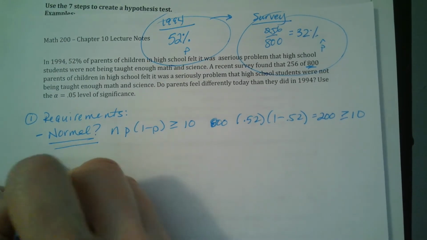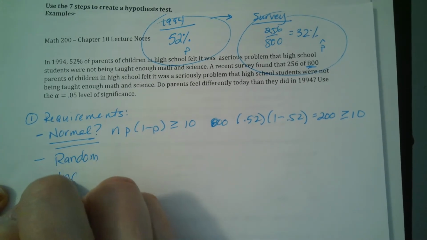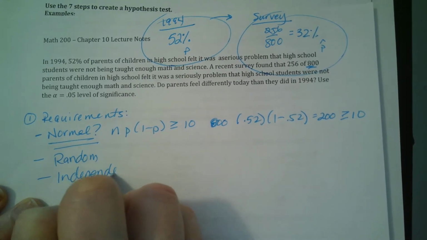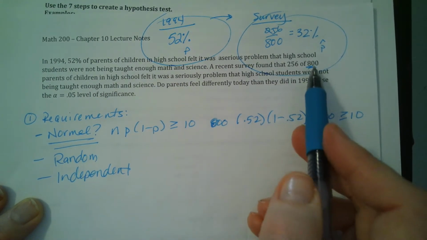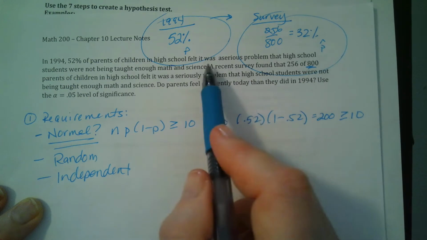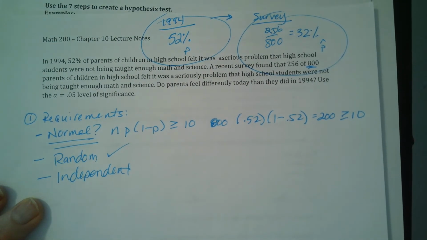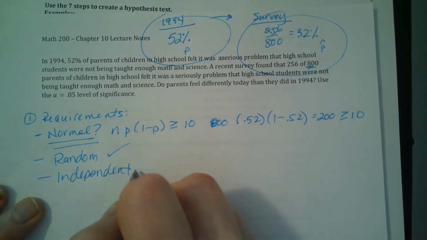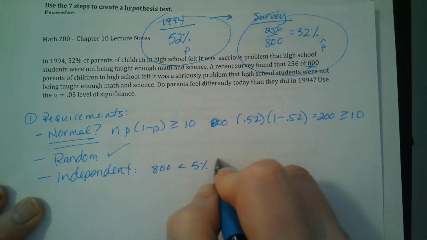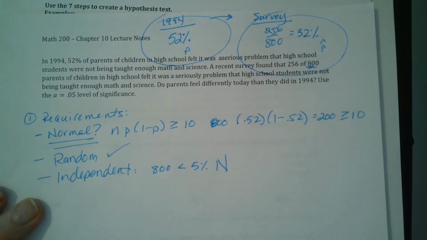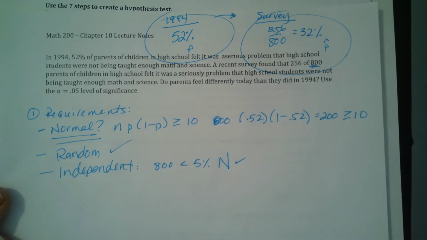Then we have to state that the samples are random and they must be independent. So somewhere in the paragraph, we have to make sure that the 256 of the 800 were randomly selected. Now, it doesn't state that, so we'll have to assume that that is true. We also have to prove that the sample is independent. Is the 800 less than 5% of all parents in the country? And clearly that is true. Okay, so the requirements have been met.